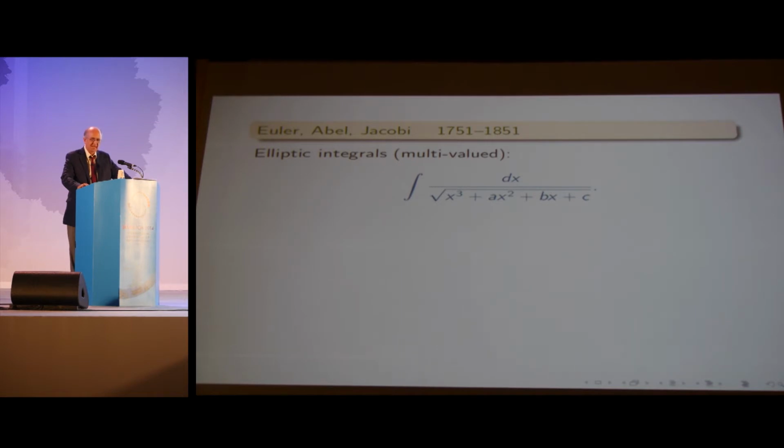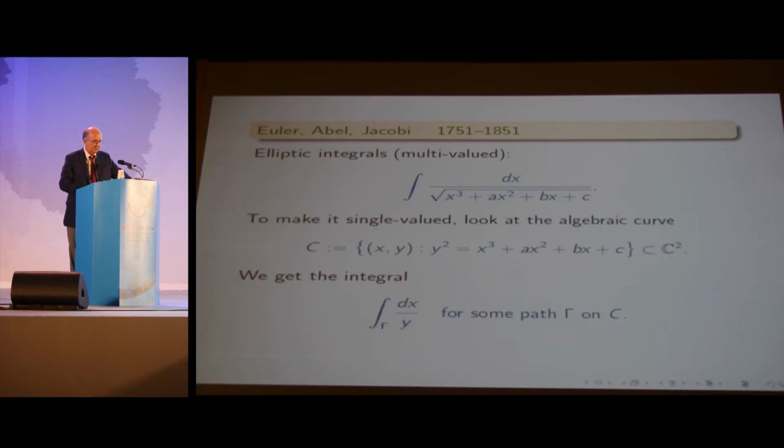And here is one of the simplest elliptic integrals. And this is a multivalued integral. And this causes various problems. And so then it became standard with Euler, Abel, and then Jacobi, that we would like to make this integral single valued. And so what they did, they looked at the algebraic curve C that's defined by the equation y squared equals x cubed plus ax squared plus bx plus c.